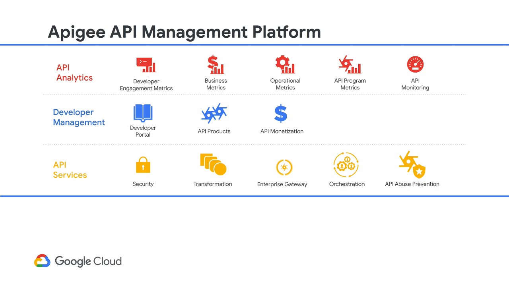Finally, we need a way to measure everything, and that's where API Analytics comes in. We can measure developer engagement, we can measure business metrics, we can look at operational metrics, API program metrics, and we can monitor the platform to see how it's working. So all of this together makes an API management platform.